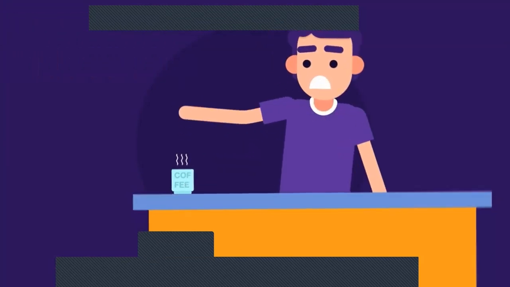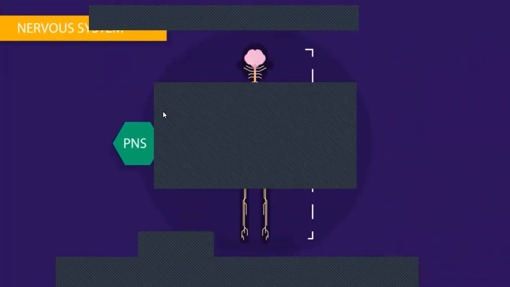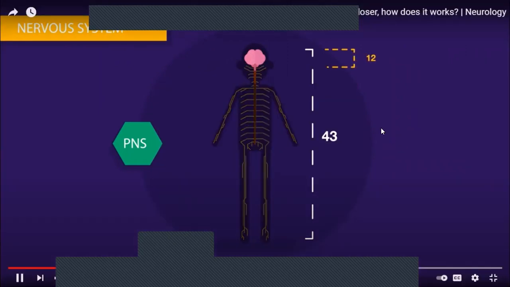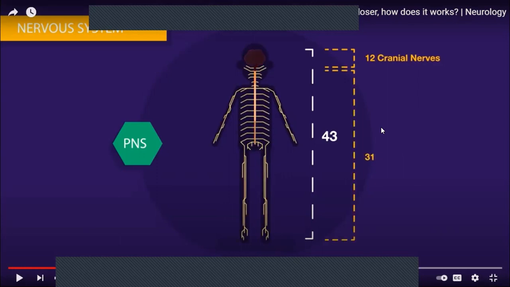that cup back. The PNS consists of a total of 43 pairs of nerves, among which 12 originate in the brain, named cranial nerves, and 31 originate from the spinal cord, hence called spinal nerves. So the number of cranial nerves is 12 pairs, and there are 31 pairs of spinal nerves. So the total number is what? 43. 43 nerves, 12 cranial and 31 spinal.